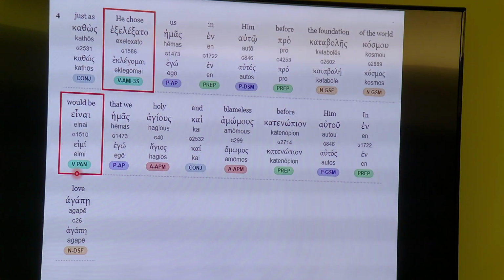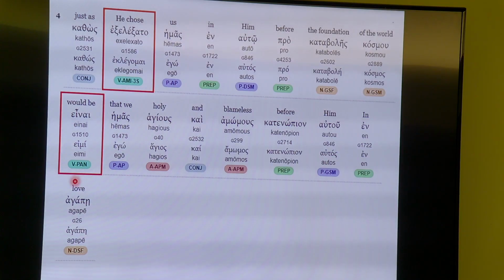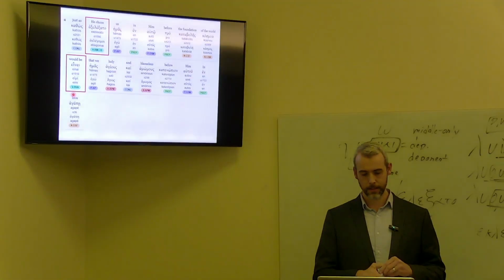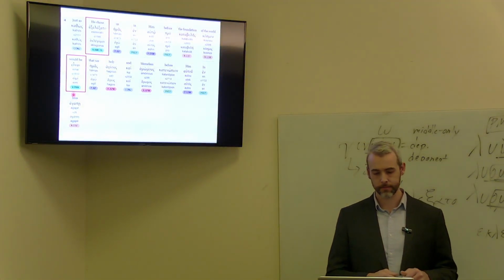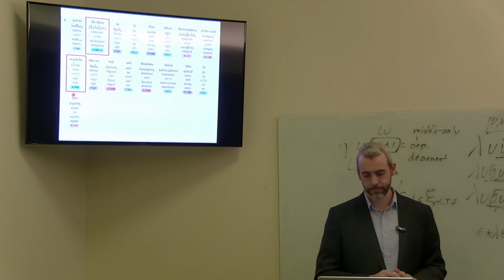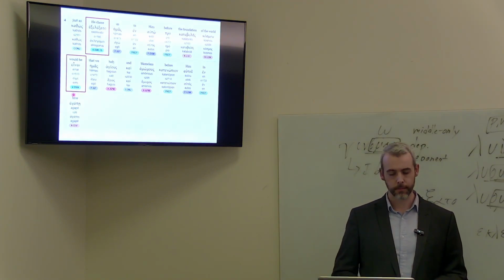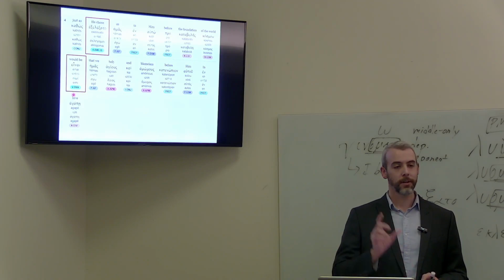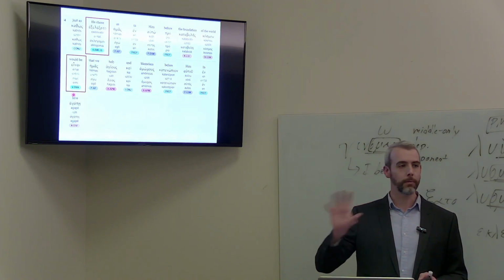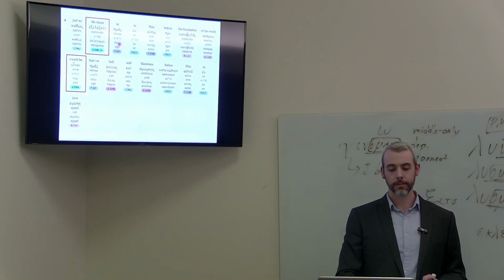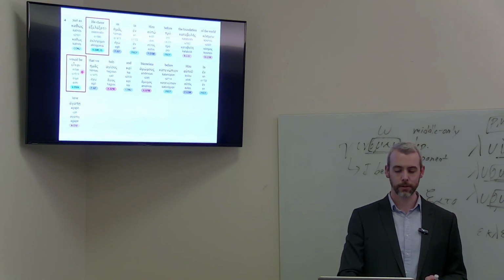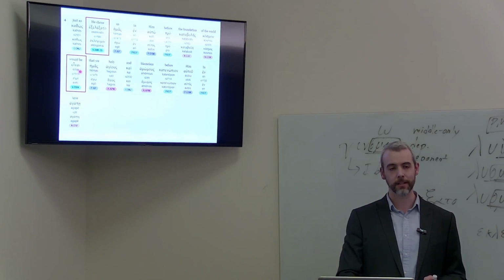Now, how do your English translations translate verse 4? Would be? Read the whole phrase there for us. He chose us in him, but this is the LSB. Chose us in him before the foundation of the world, that we would be holy and blameless before him. All right. So they're taking that infinitive and saying that we would be. But you could also translate it, he chose us to be.